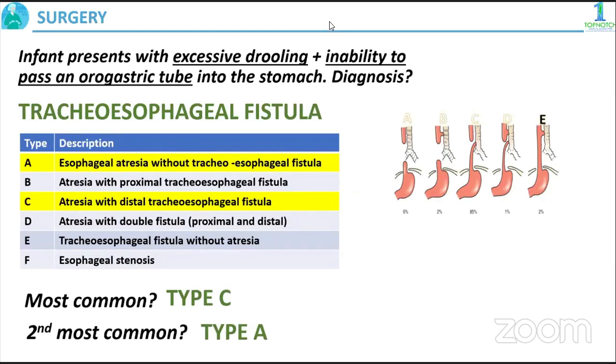A is just atresia without a fistula. So the esophagus is just problematic there. The trachea is okay. Next, atresia, but on top, there's a connection to the trachea. That's atresia with proximal fistula, compared to your type C with atresia, but the distal end is connected to the trachea. Type D is a double fistula. Type E is fistula without atresia, and type F is stenosis.